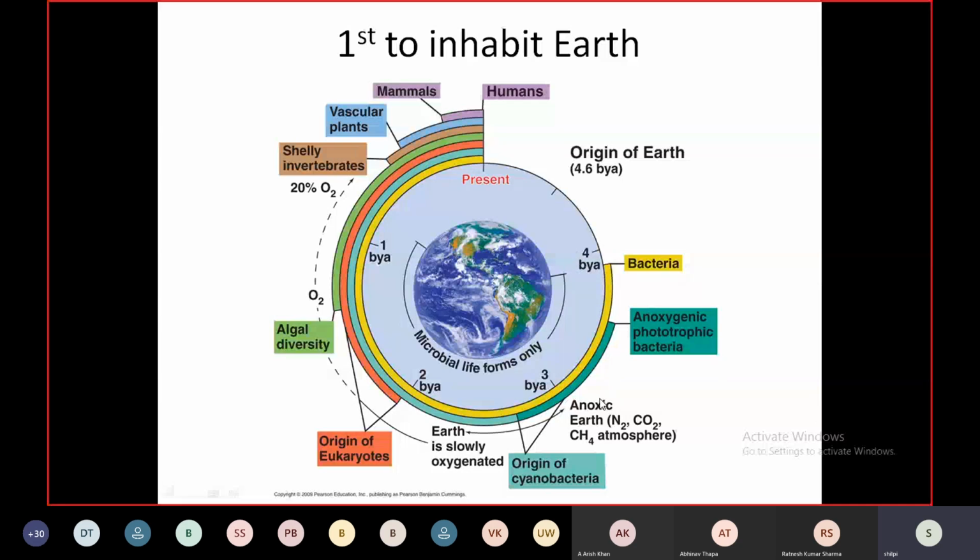These were followed by photosynthetic microorganisms which oxygenated the Earth's atmosphere. This is called the Great Oxygenation Event. I'm sure you've heard of this. It is the microbes which played a pivotal role in shaping the environment such that other life forms could come up. So basically, microorganisms paved the way for higher organisms on planet Earth.